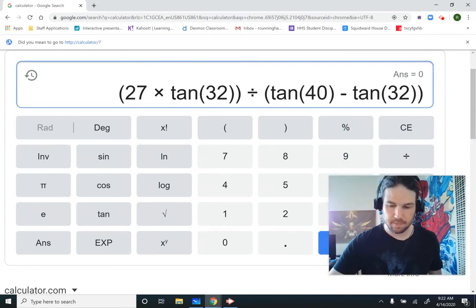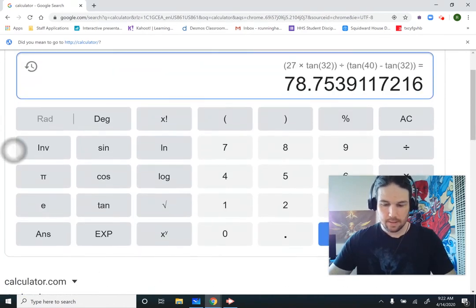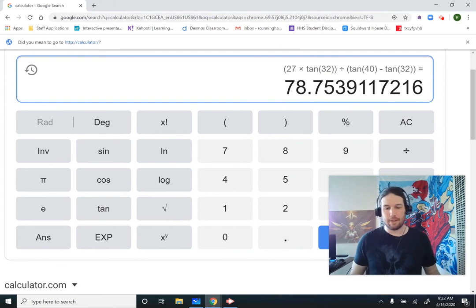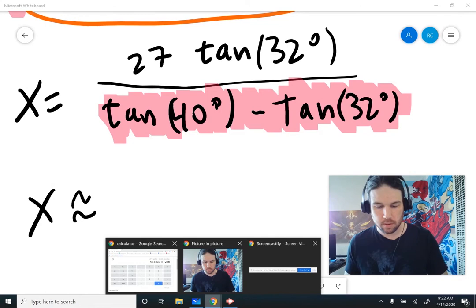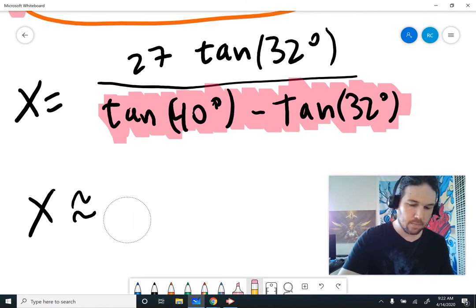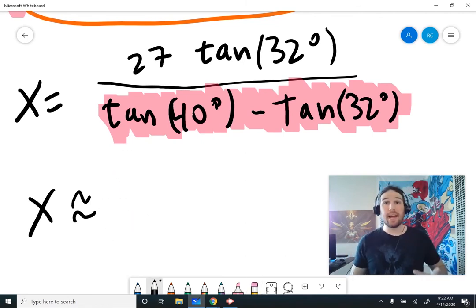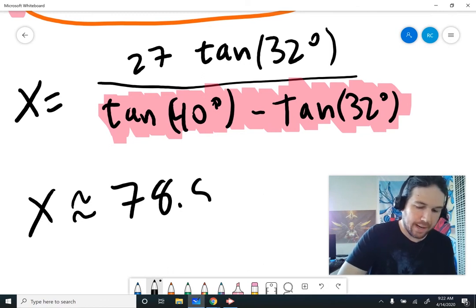Equals. Sometimes the camera gets in the way. There we go. 78.75 feet. So we're going to go back and say that x is approximately equal to 78.8 feet.